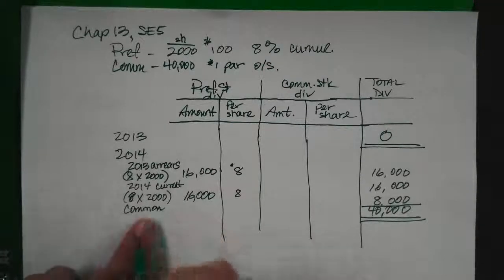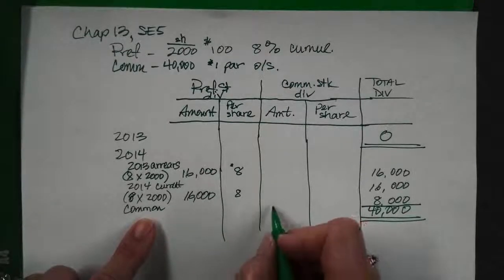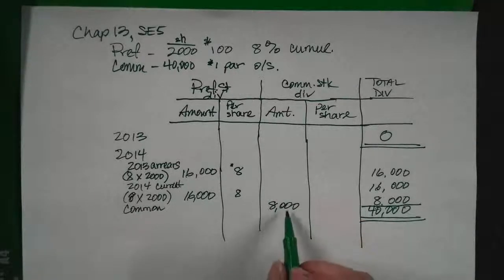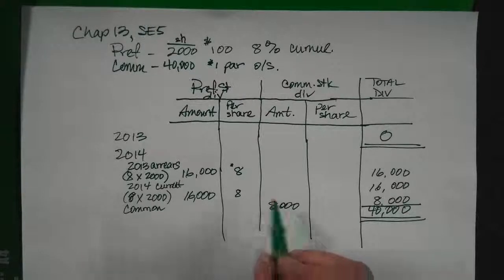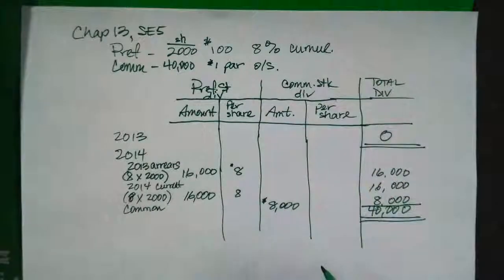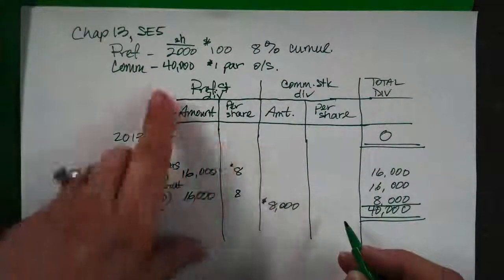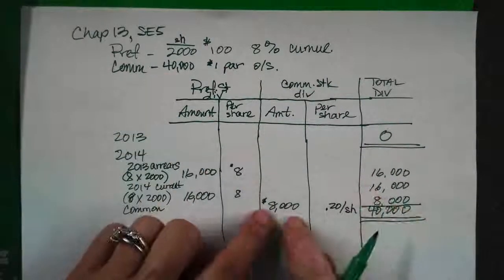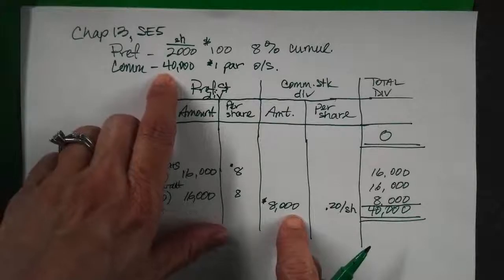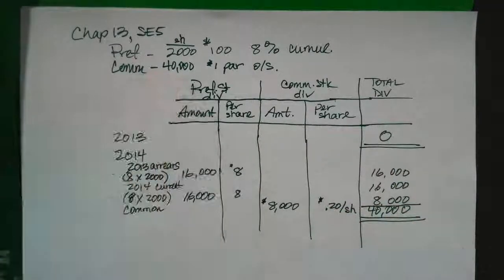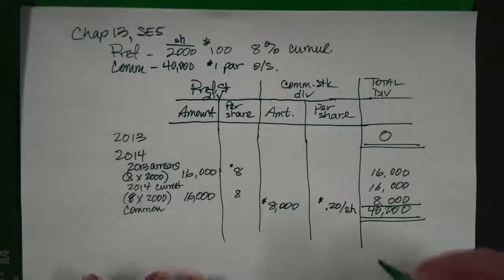Common. So the total is going to be 8,000. What would that work out to be? $8,000 divided by 40,000 shares. Guess what? It's 20 cents a share. Everybody see that? $8,000 divided by 40,000 shares is 0.20, 20 cents a share is what the dividends work out to be. Then in 2015, they pay $80,000.